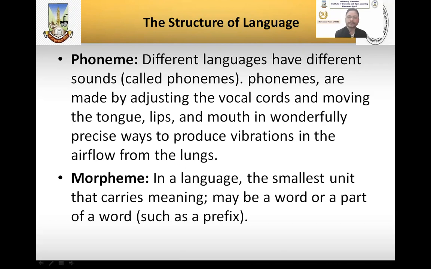So phonemes are the different sounds we use in different languages. Every language has different kinds of sounds, for which we use our tongue, lips and mouth to produce that particular vibration in that particular language.